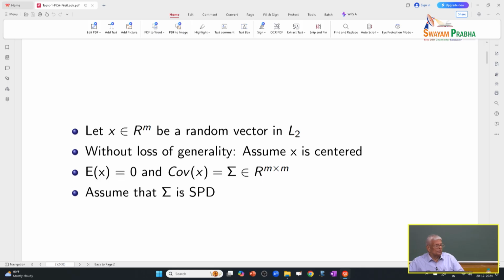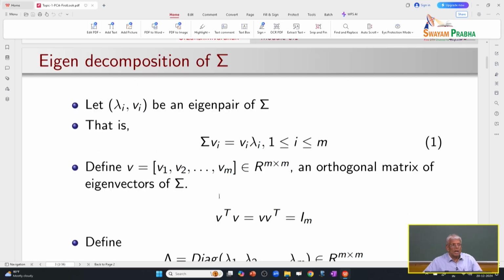I also want to assume, without loss of generality, to start with, my sigma is SPD. SPD means symmetric positive definite. So I have a random vector which is centered and which has a symmetric positive definite covariance matrix. Please understand, I am not assuming x is normal. I am only assuming the first two moments. That's why we are calling it is in L2. To say a variable is in L2 is to say that I do know the behavior of the first moment, second moment, and they are finite. PCA and eigenanalysis are intimately associated with each other.